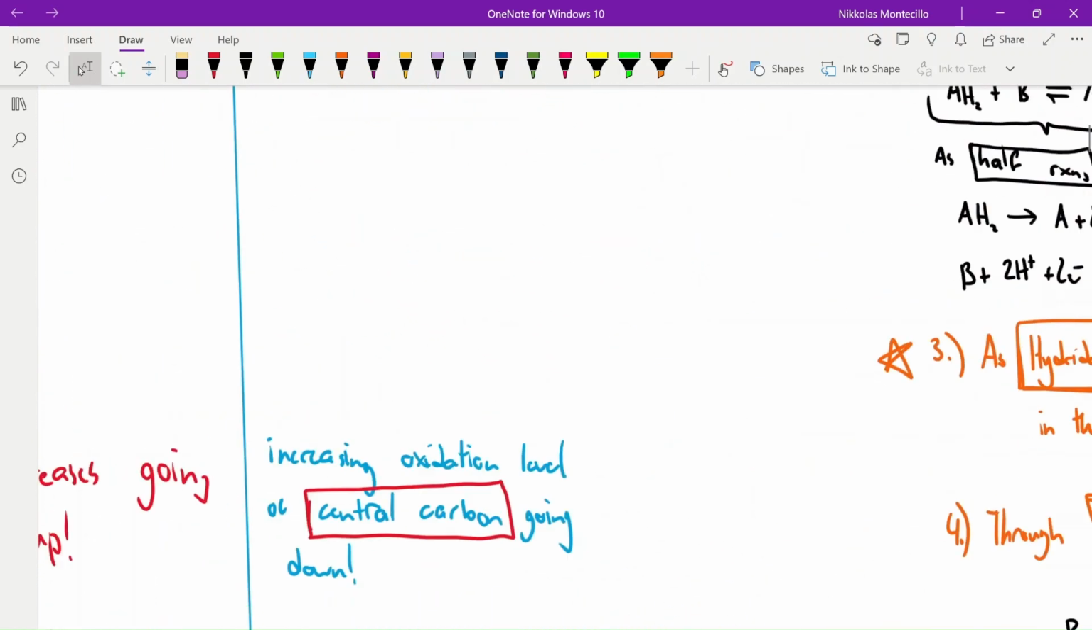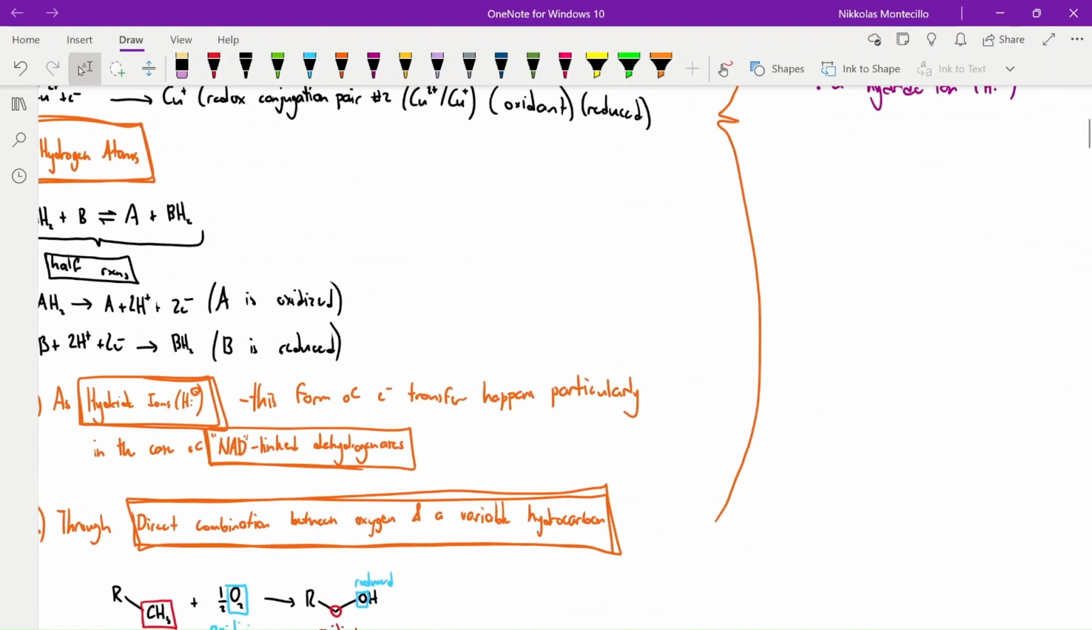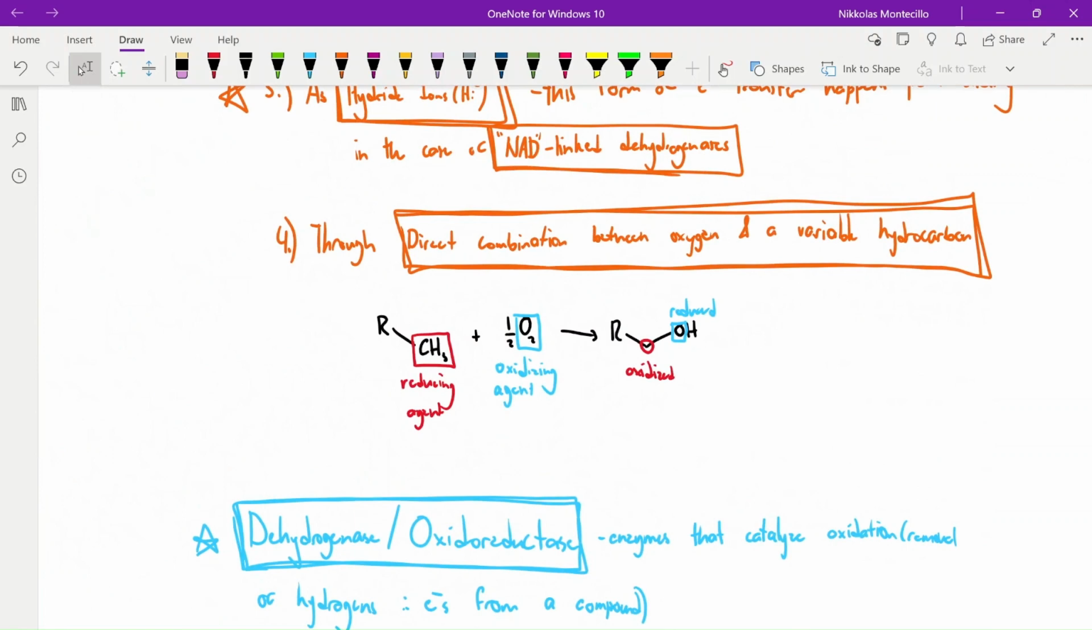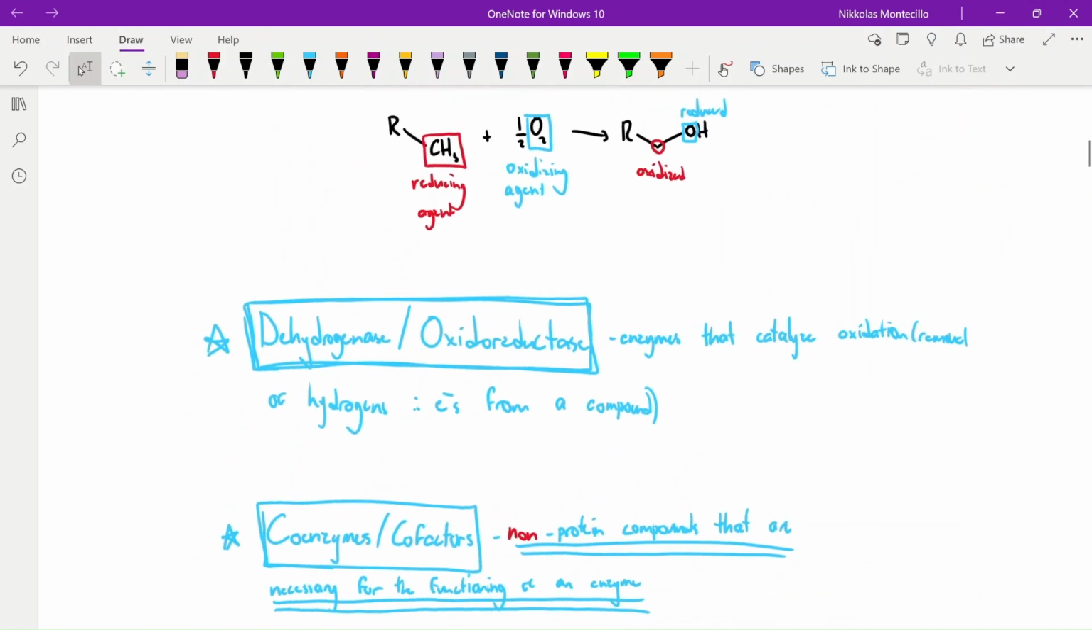Now, we need to define a major enzyme that facilitates a lot of these reactions, because these reactions don't necessarily happen on their own. They're facilitated by some sort of enzyme that catalyzes the oxidation of compounds, as well as the reduction of compounds. So these enzymes are called oxidoreductases or dehydrogenases, where the removal of hydrogen occurs from a compound, or electrons from a compound.